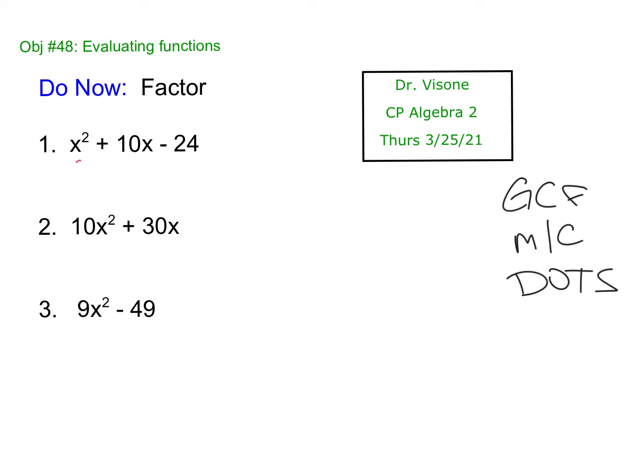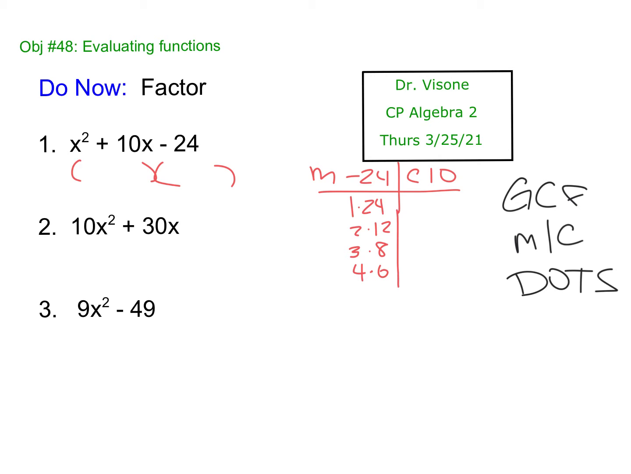So number one's an MC chart. We know that because there's 3 terms. We are multiplying to the negative 24 and combining to 10. So what multiplies to 24? 1 times 24, 2 times 12, 3 times 8, 4 times 6. Since we're multiplying to a negative, we need a negative. Since you're combining to a positive, the smaller one is negative.